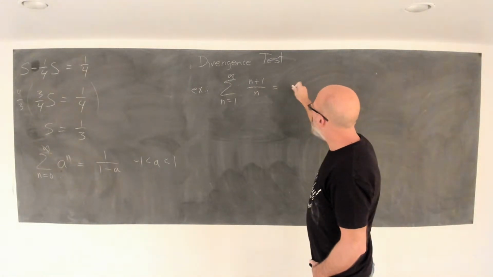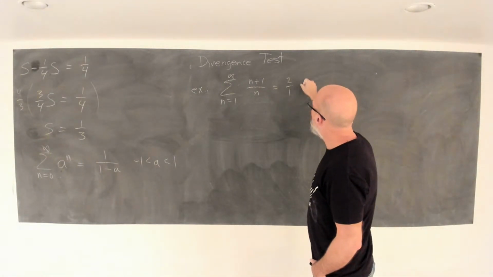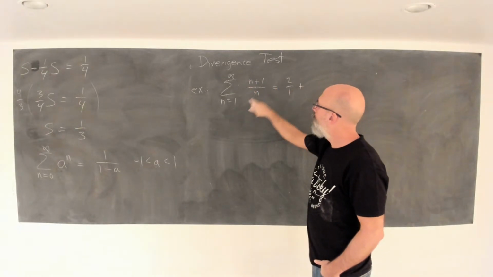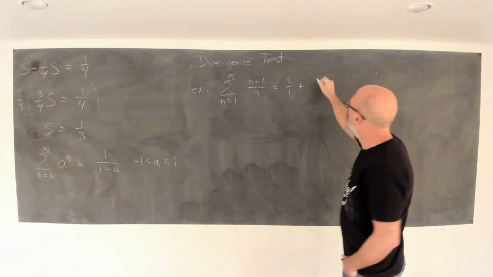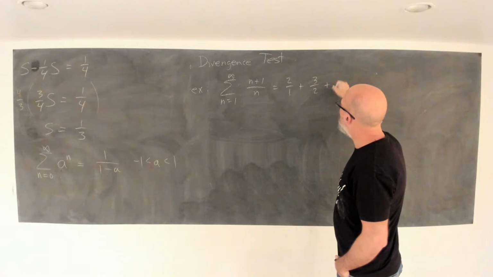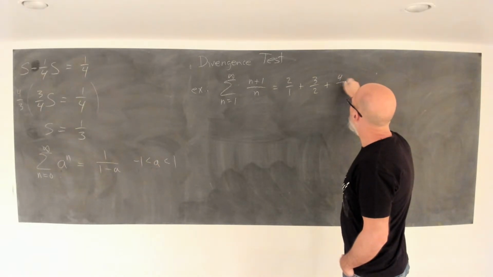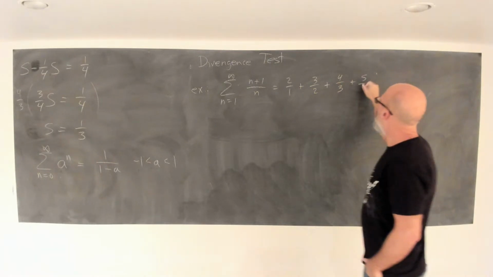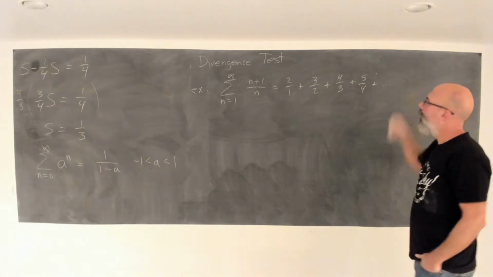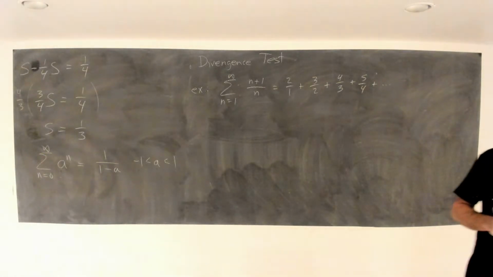Right, this is 2 over 1, when n is 1, plus when n is 2, this is 3 over 2, plus when n is 3, this is 4 over 3, and a 5 over 4, and so on and so on.